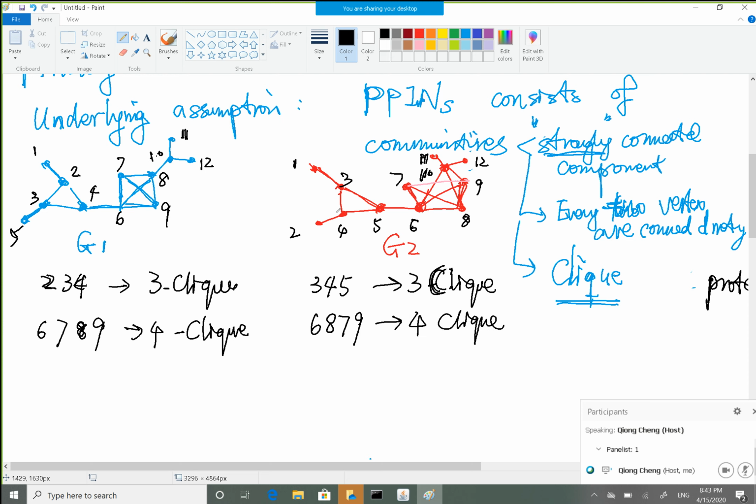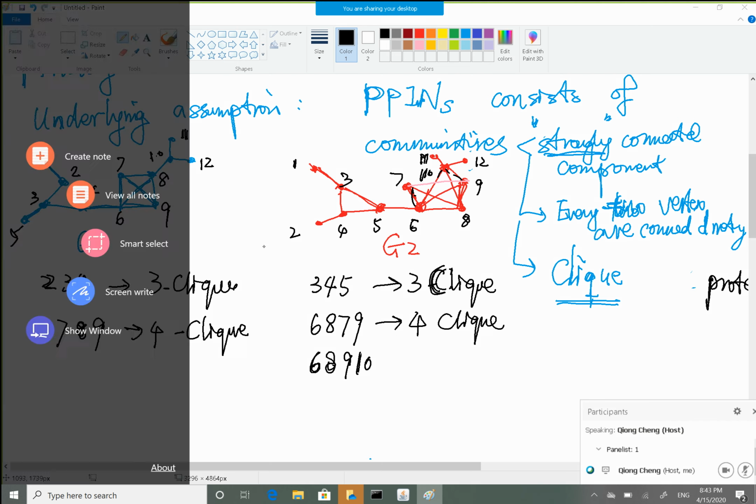And then in this paper, they said this one is a four clique. Can you see this one? This is 6, 8, 9, 10. This is another four clique.